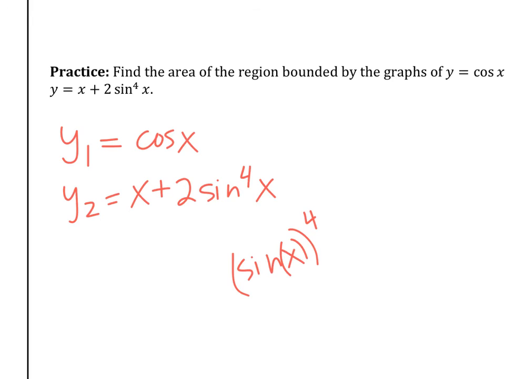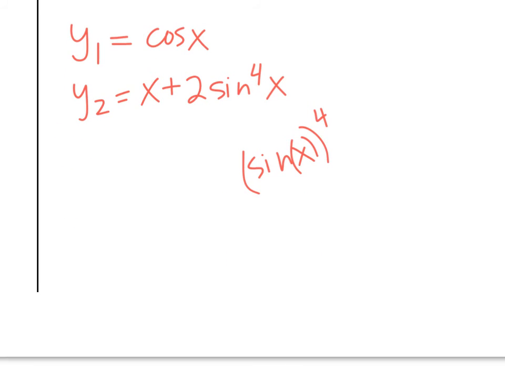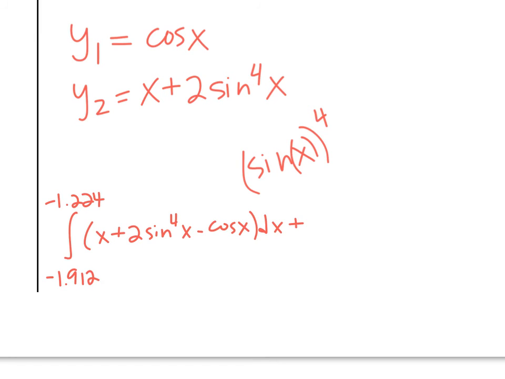Okay, I'm going to give you the integral part, so you can double check to see if your limits are correct. Negative 1.912, always 3 decimal digits, to negative 1.224 of x plus 2 sine to the 4th x minus cosine x dx, plus integral from negative 1.224 to 0.608 of cosine x minus x plus 2 sine to the 4th x dx.